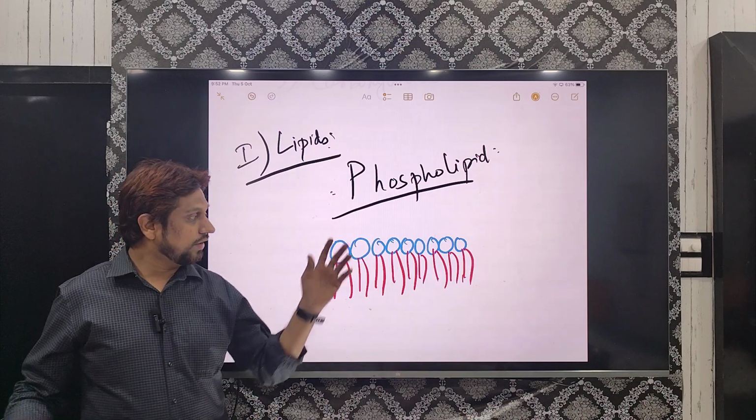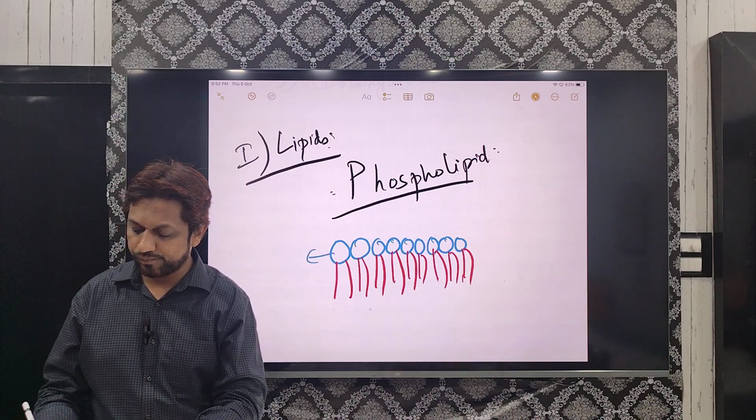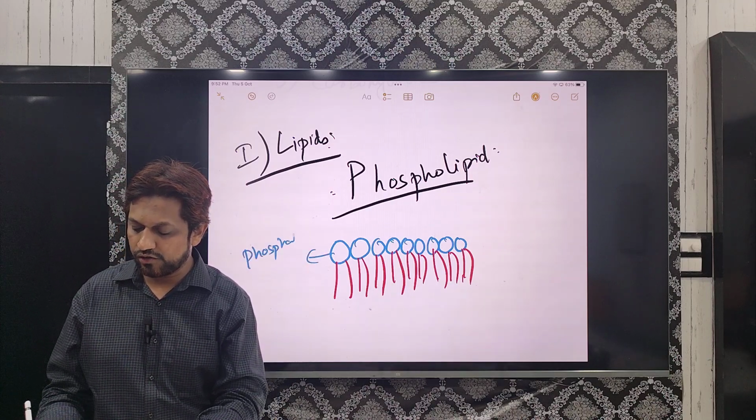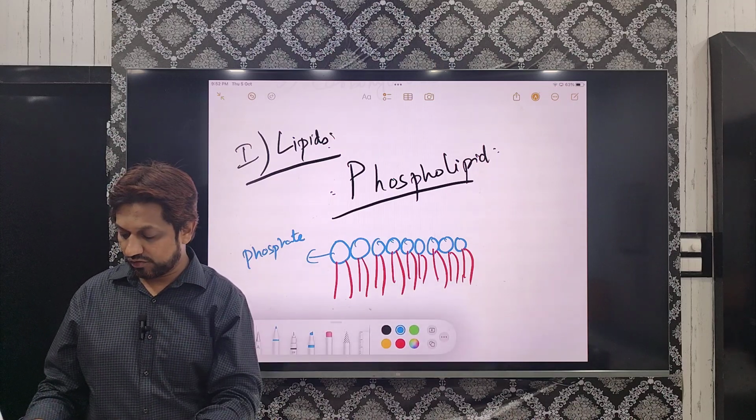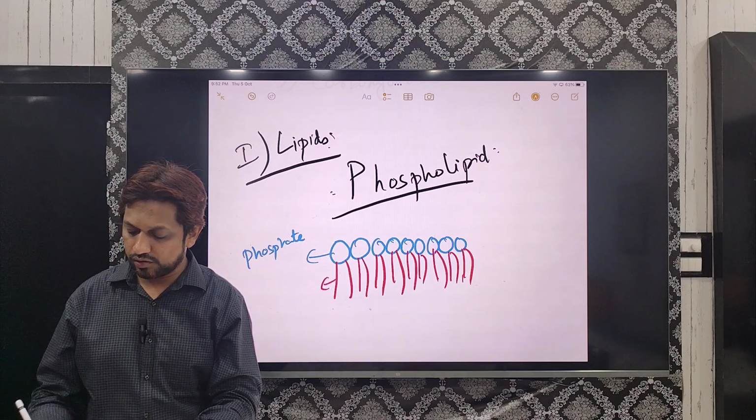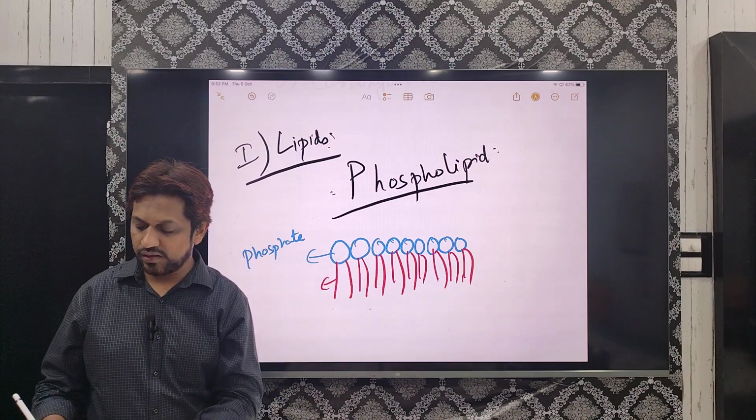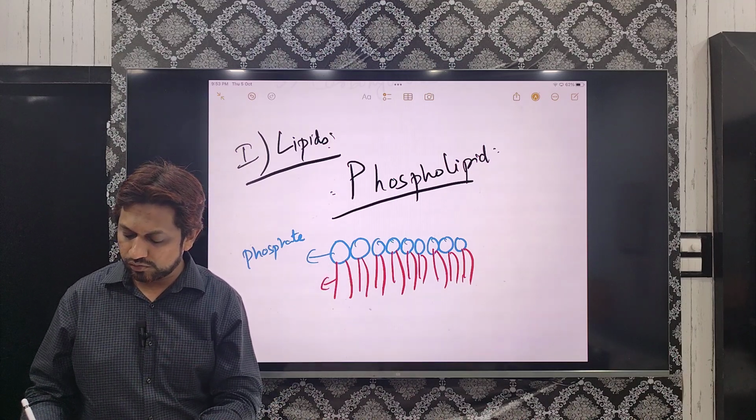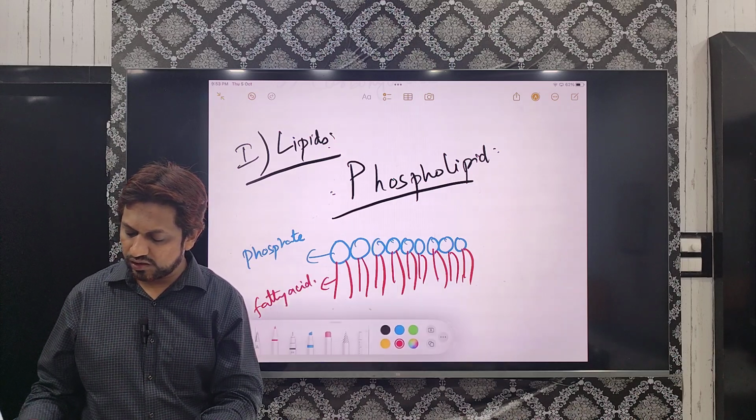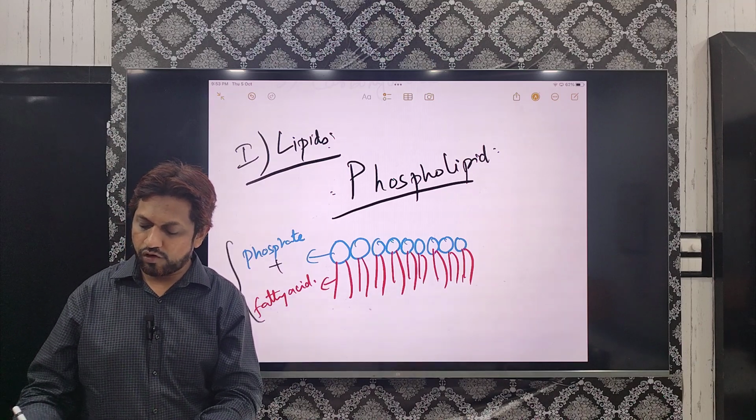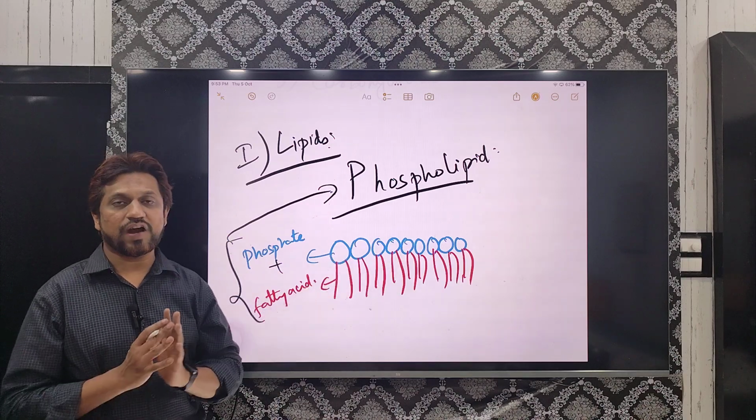Now this head end, the blue structure, is the phosphate moiety, and it is polar in nature, also hydrophilic in nature. We'll discuss that property also. Then the two tails which I am highlighting with the red color are the fatty acids. So the phosphate and the fatty acids together form the phospholipid. Basically this phospholipid layer consists of the phosphate and the fatty acid layer.